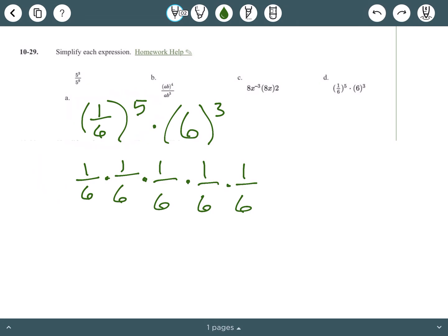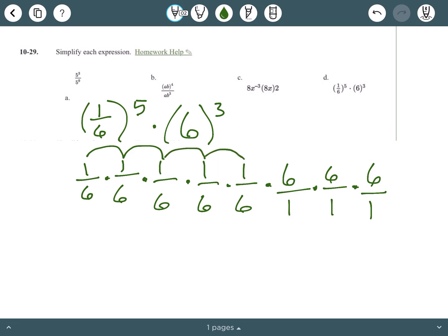All right, my next part is this 6 to the 3rd. So let's write that as a fraction just because we're dealing with fractions in the first part. So I can write 6 as a fraction as 6 over 1, and that does not change the value. So I'm going to do 6 over 1 times 6 over 1 times 6 over 1. All right, so this is a lot to look at. So you can see on the top I have 1 times 1, which is 1, times 1, which is 1, times 1, which is 1, times 1, which is 1.